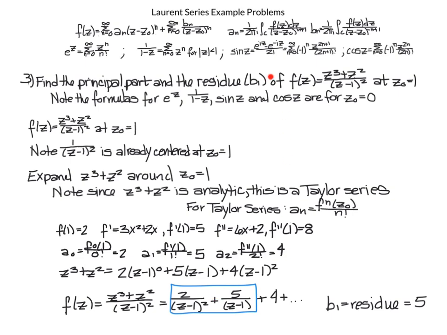And then also, we wanted to know the residue, the B1. That's the coefficient that goes with z minus z naught raised to the negative 1. That's this coefficient 5. So the residue is equal to 5. This residue hints at what we will be doing in future chapters when we're integrating. We're going to be using Cauchy's integral theorem to integrate, and to do that we'll need to be finding residues. And that's what all of this work with the Laurent series and Taylor series is about. It's leading up to finding residues.